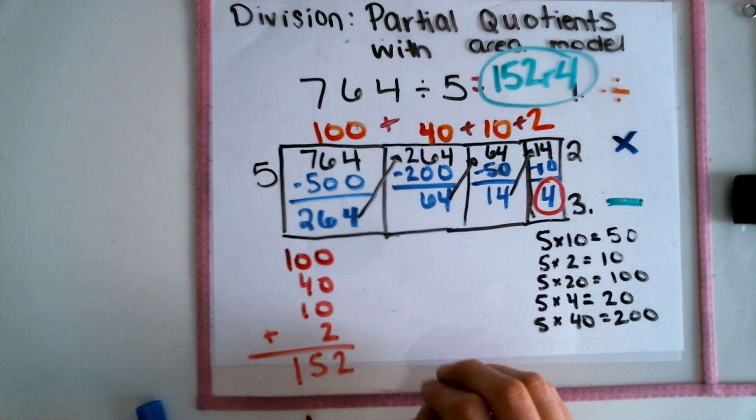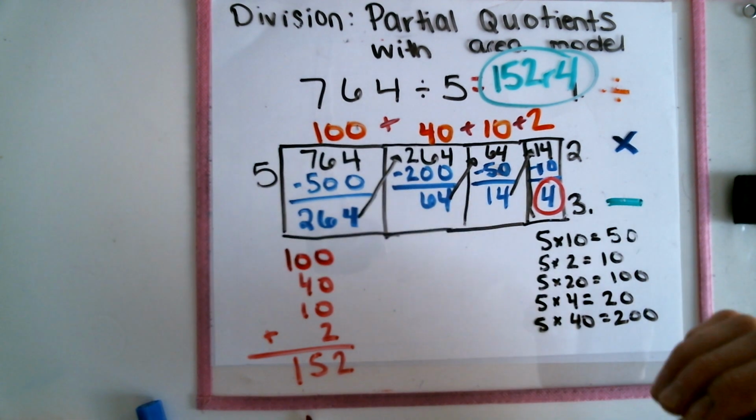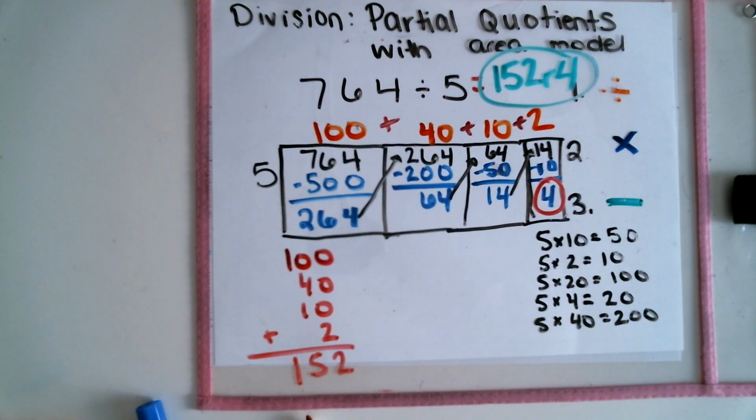Okay, that's the most important part, is you are working with numbers that you feel comfortable with and that you feel successful. And you can still be doing division, just chunking it in a way that's manageable for you. I hope this helps, and I hope that you feel more successful with partial quotients with the area model.